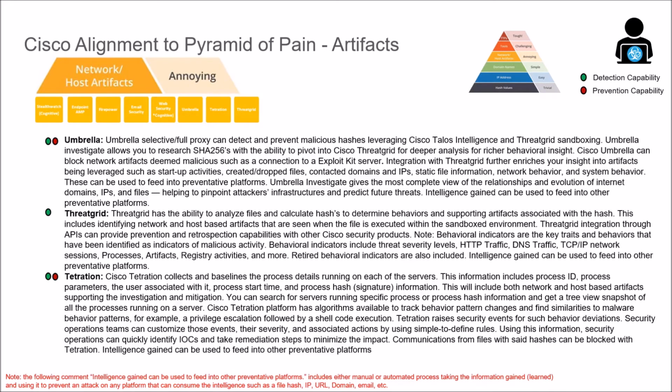The behavioral indicators obviously provide insight into the adversary. They're indicators of malicious activity. Behavioral indicators could include threat severity levels, HTTP traffic, DNS traffic, TCP/IP network sessions, processes, artifacts, registry activities, file activities, etc. Intelligence used here can be used in preventative platforms.